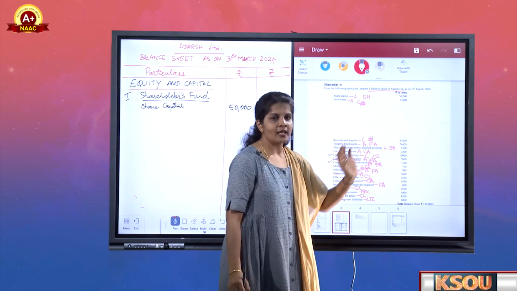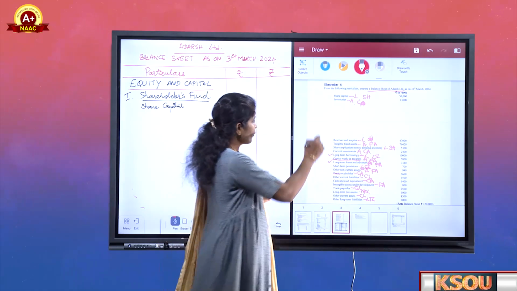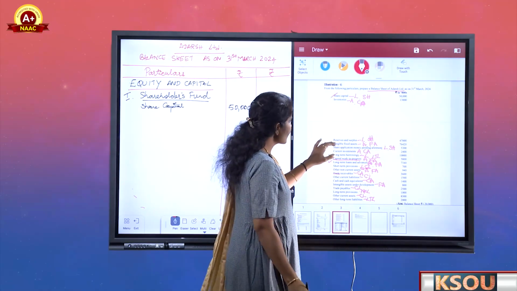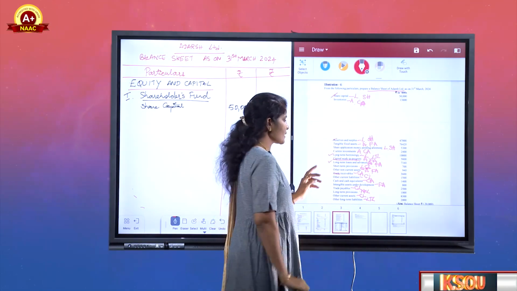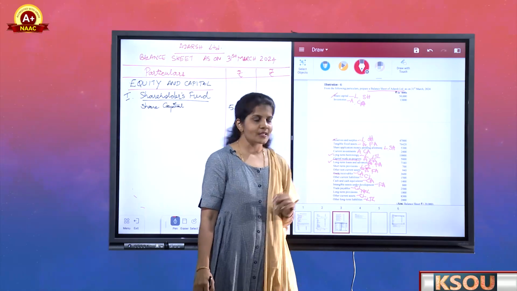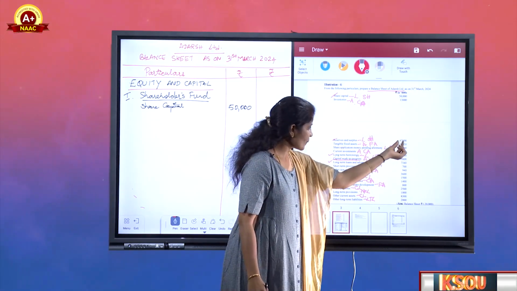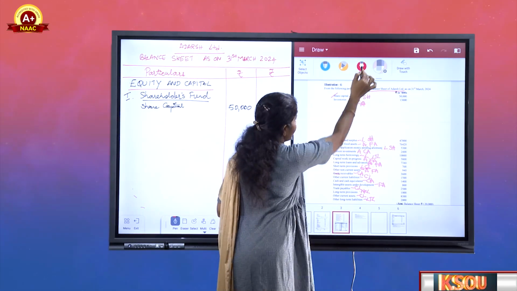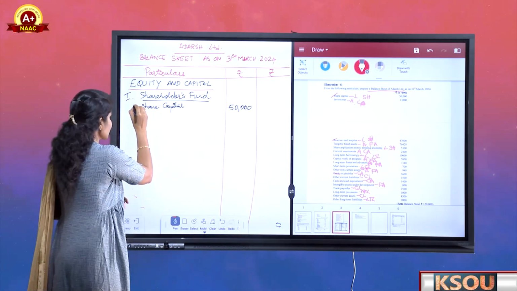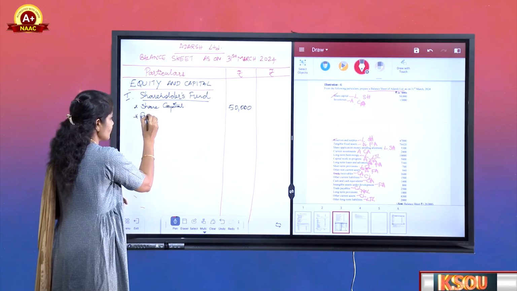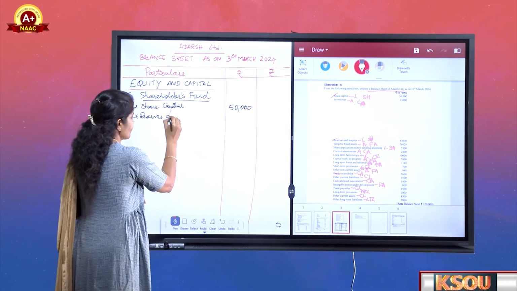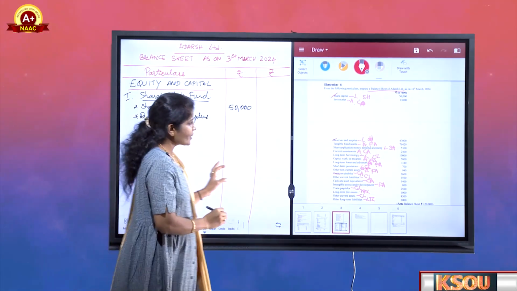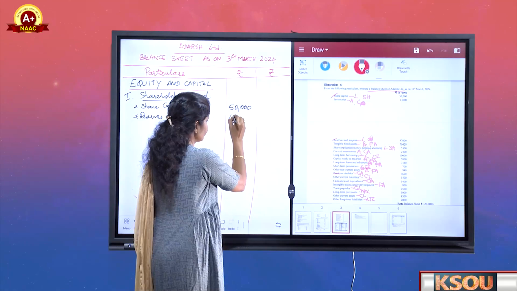Next is inventories. Inventory is an item of current asset, on the asset side of the balance sheet. Then reserves and surplus. Of course, reserves and surplus is an item of shareholders fund. So let us take that. Reserves and surplus is 47,000.